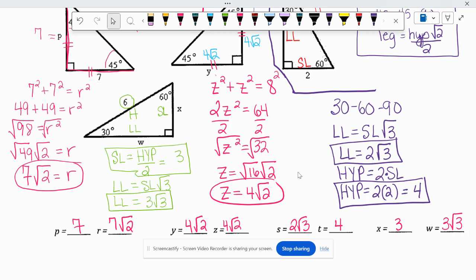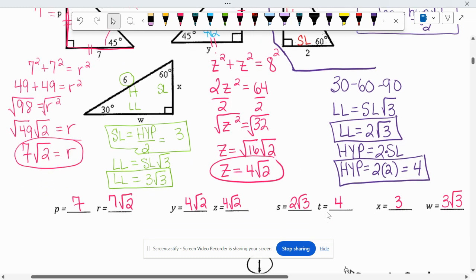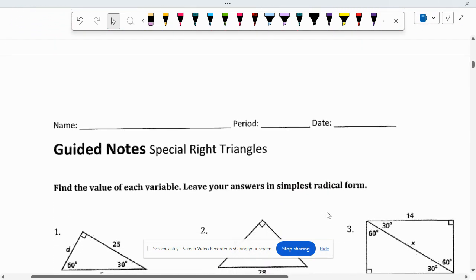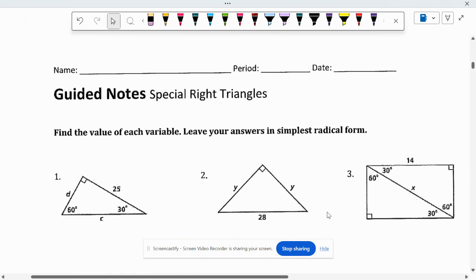We're going to do 6 more examples, and then I'll get you guys started. 6 more examples. So flip over to page 2.